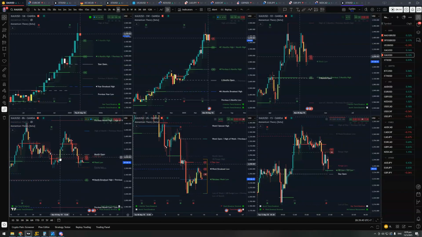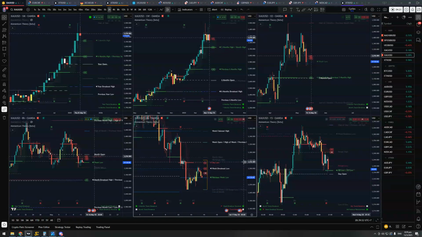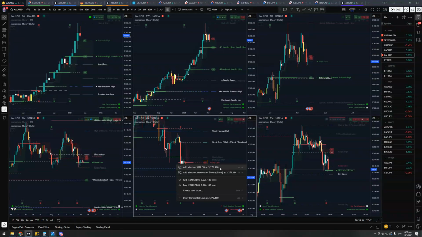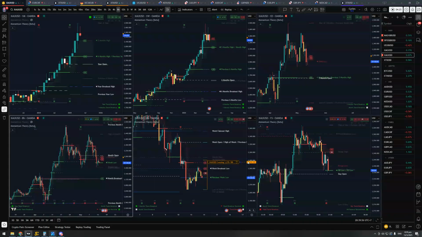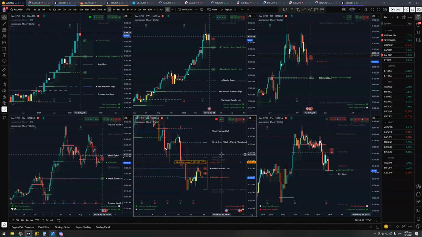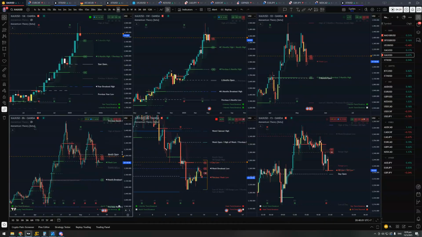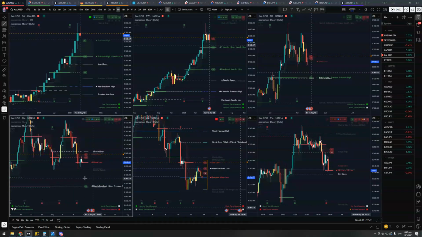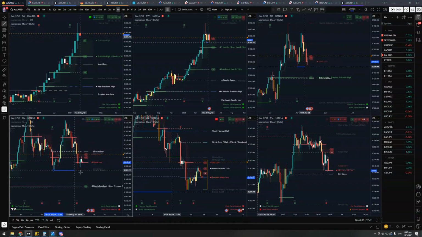I definitely want to see a flip of this weekly breakout level. And since daily breakout level is so close, might as well just wait for that daily breakout level. So that's the setup. Now it's breaking out below.